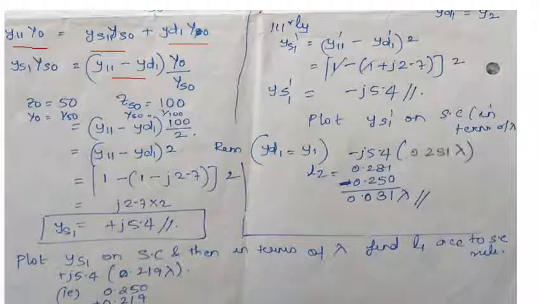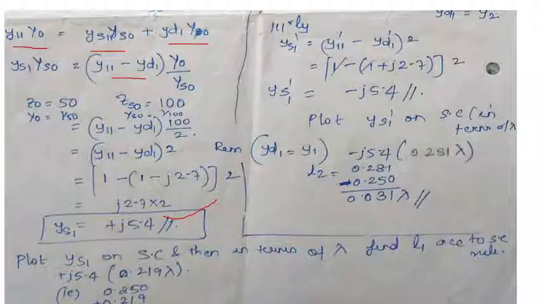Now the question that comes is Z0 is given 150 ohms, so Y0 has to be 1 by 150. ZS0 is given 100, so YS0 is 1 upon 100. When we take this formula, the final answer you will get is plus j 5.4. Once you get your ys1 as plus j 5.4, then it is easy.